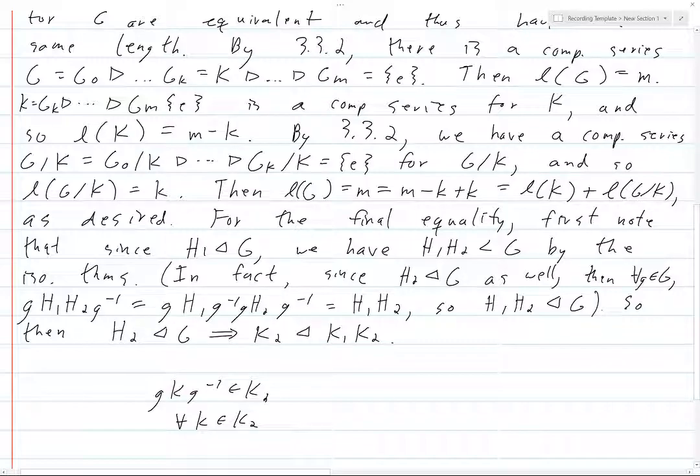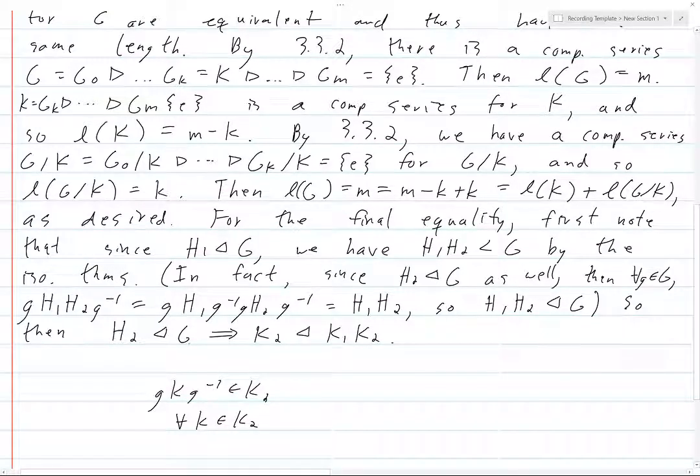Anyways, this is going to be, so H1 H2 is a subgroup of G by the isomorphism theorems. So then, since H2 is normal in G, then K2, it's definitely raining. I'm not happy about this. Anyways, since H2 is normal, well, I have an umbrella.